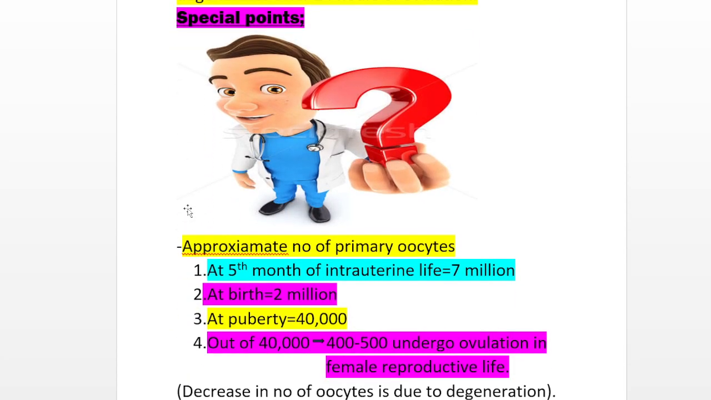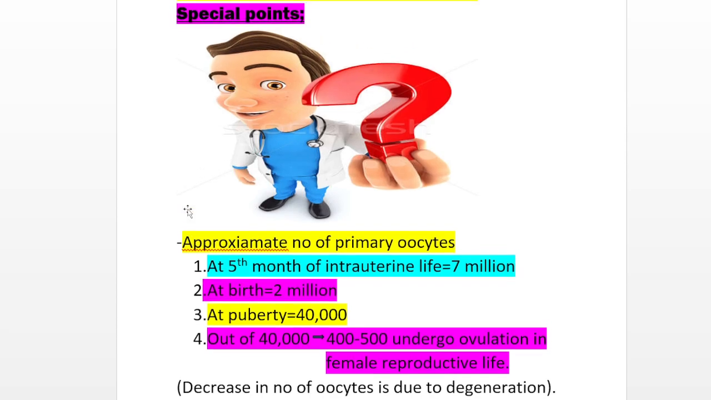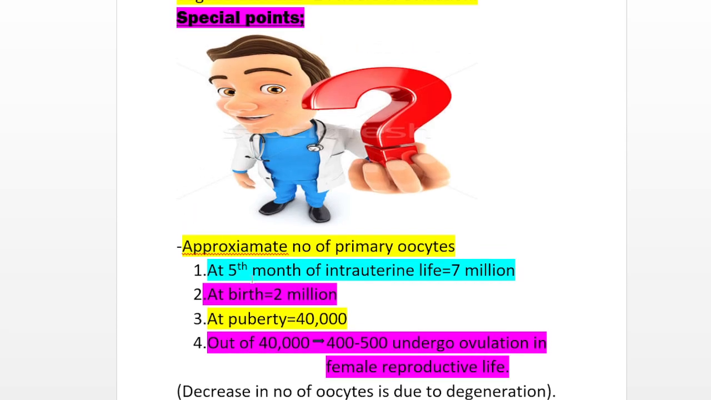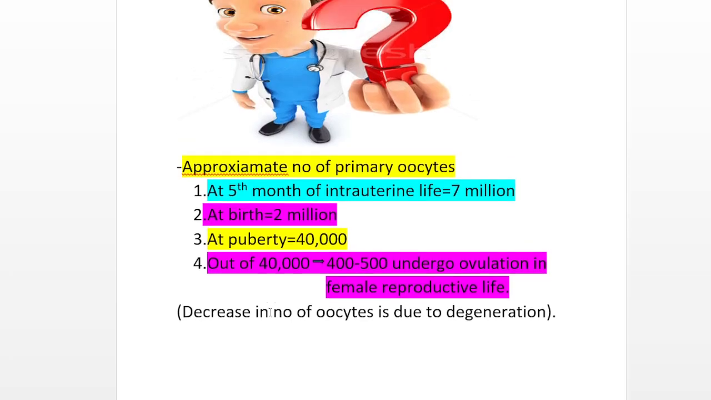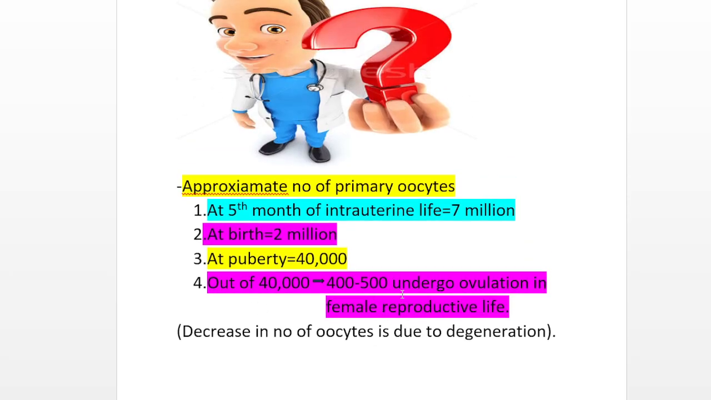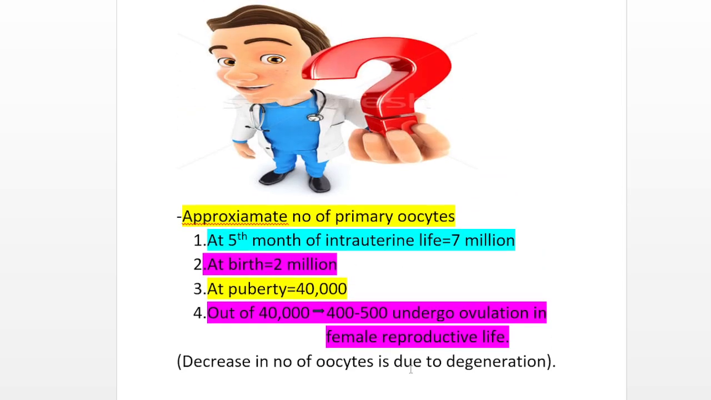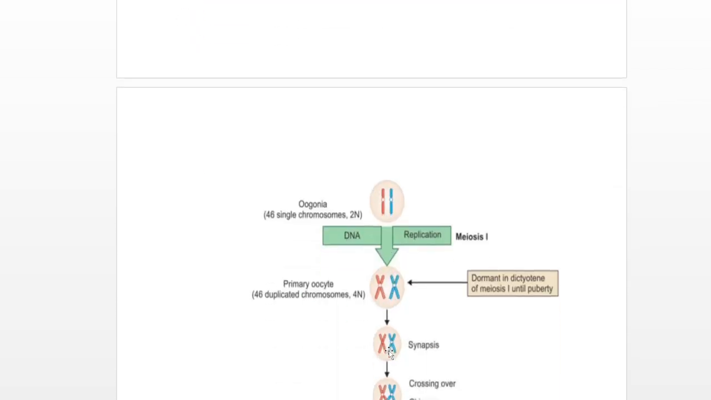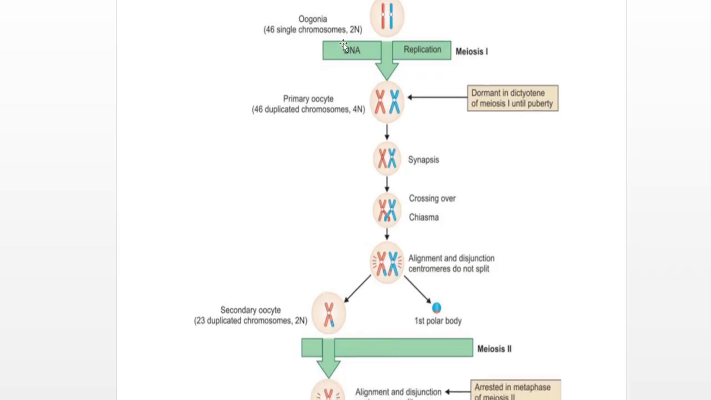Now, we have a few special points. The approximate number of primary oocytes at the fifth month of intrauterine life is 7 million. On further development, they undergo degeneration. So the number of primary oocytes declines to 2 million at birth and 40,000 at puberty. Out of 40,000, only 400 to 500 undergo ovulation in the female reproductive life. This decrease in oocytes is due to degeneration. We can understand this better in the picture.